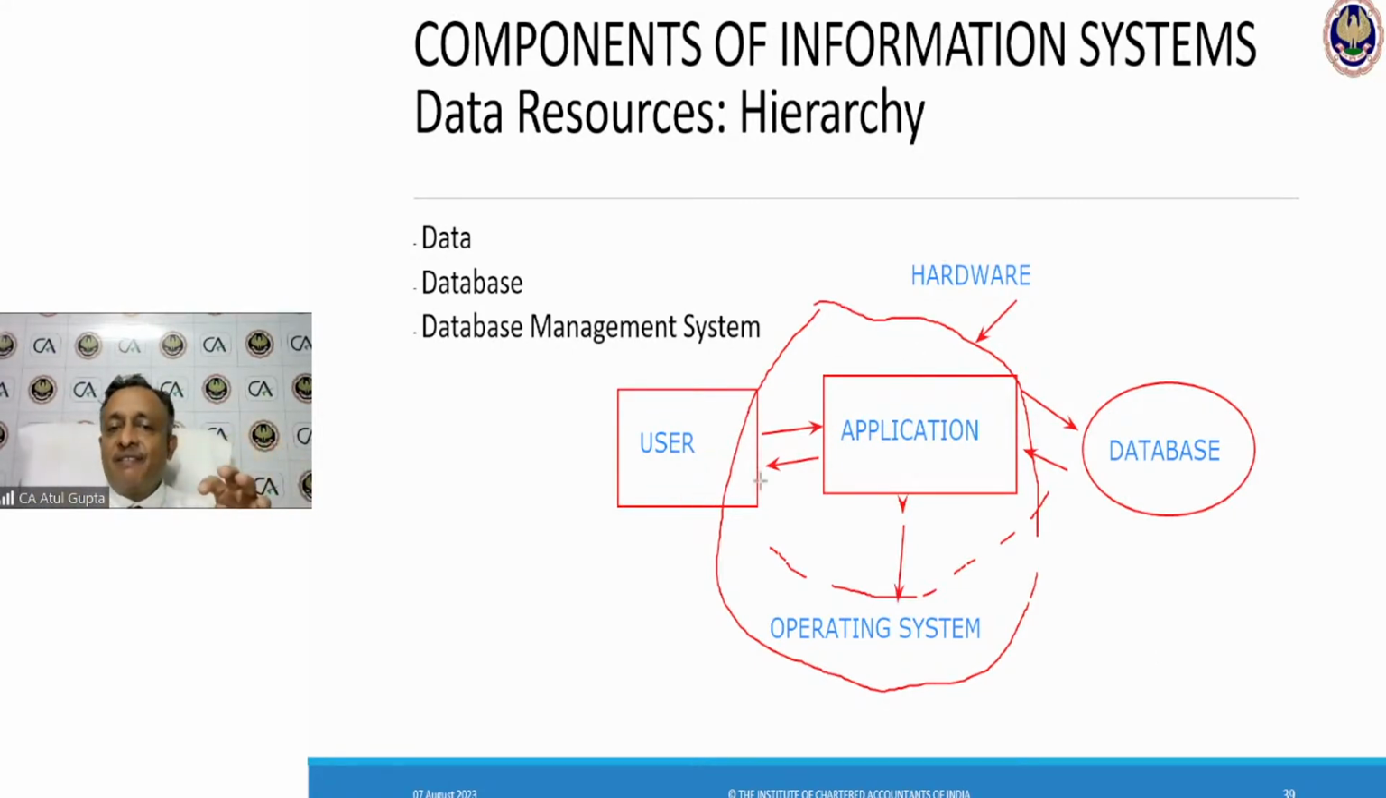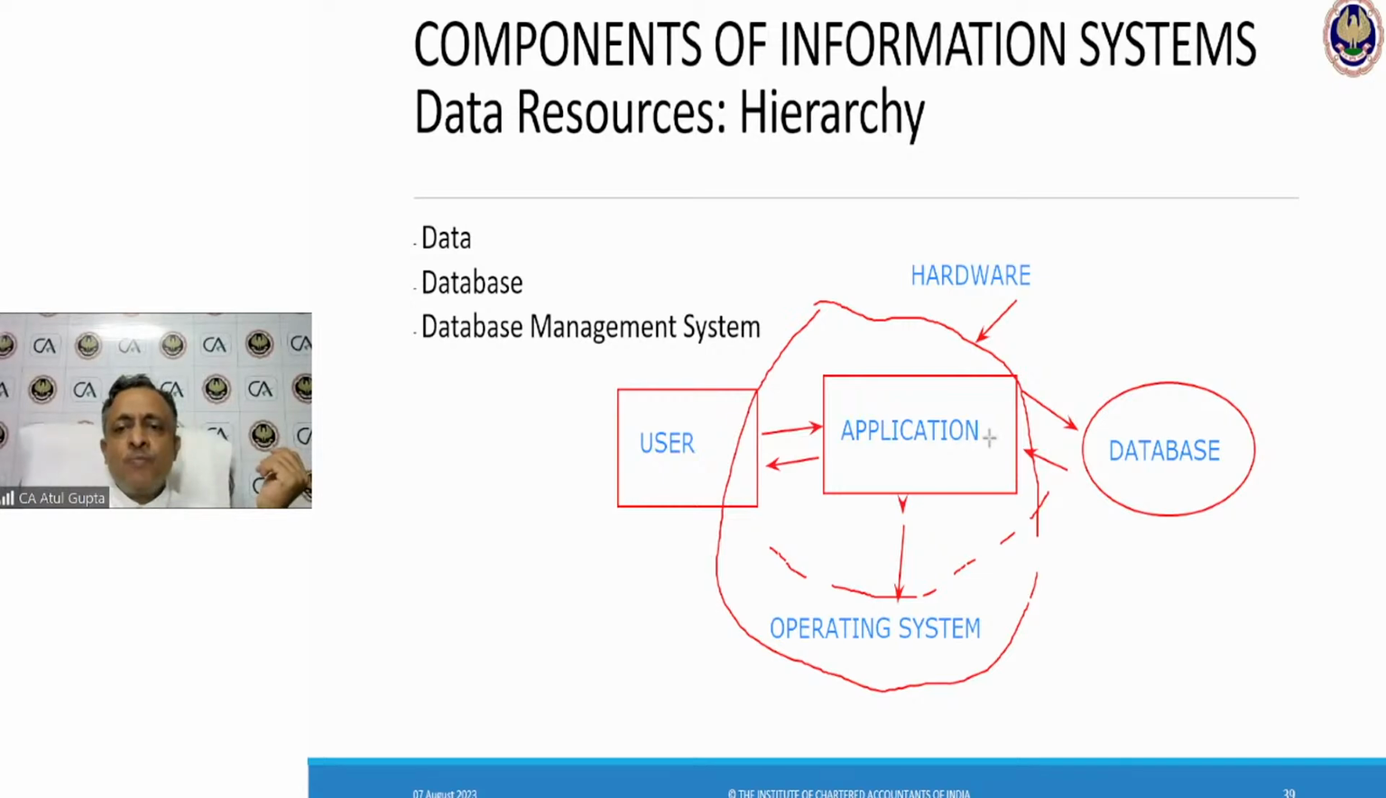So the user sends the request to the application program. The application program sends the user request to the database. The database responds. The application program compiles the information and presents it to the user in the format needed. This application program works on top of an operating system, and both the application program and the operating system are housed in hardware. That you need to understand.